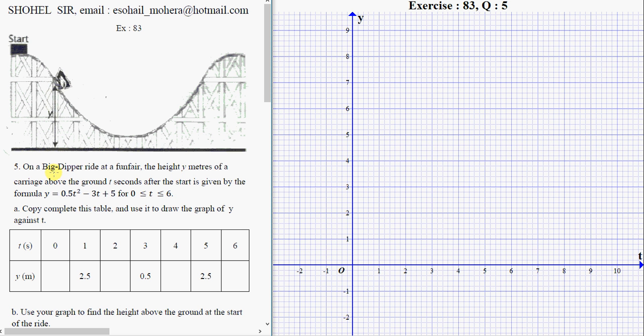So this is the big dipper ride. This is the carriage. This carriage is moving from this point. This is the start point, and it moves in this direction. So first question, we have to copy and complete this table and use it to draw the graph of y against t. You have to complete this table.